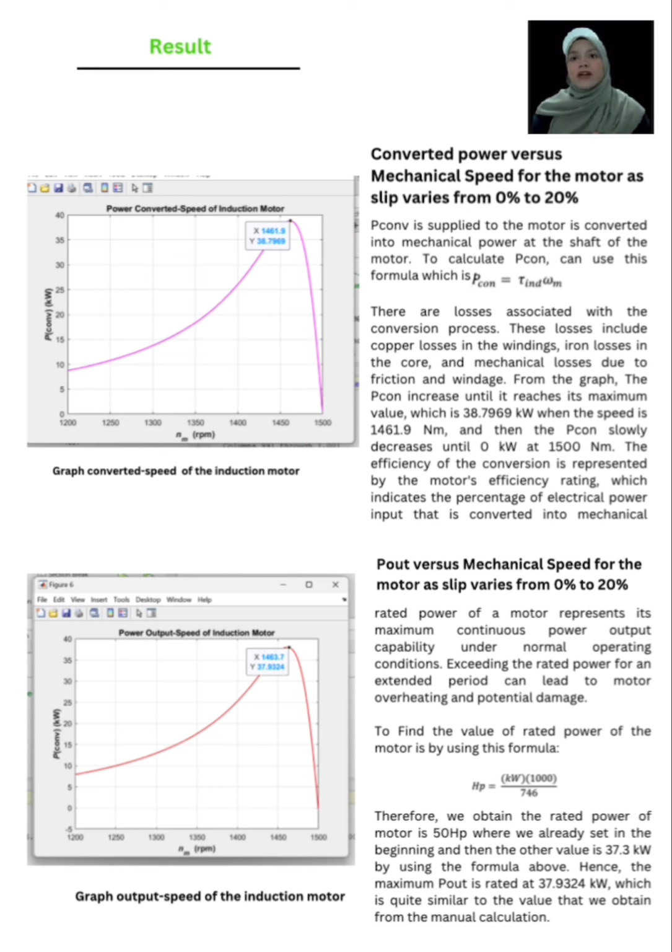As you can see from the graph, we already did the simulation and we obtained the value of maximum P out, which is 37.9324 kilowatt. So as you can see, it's quite similar to the manual calculation that we already calculated.